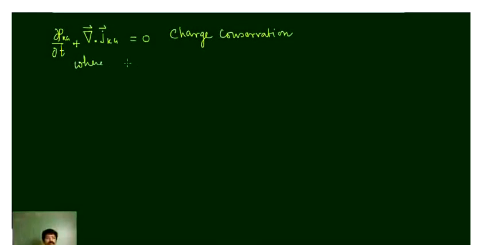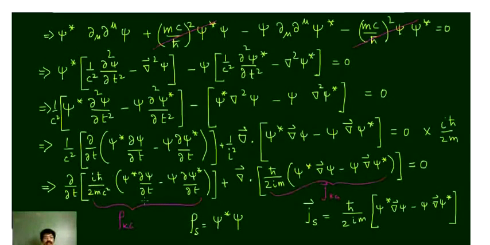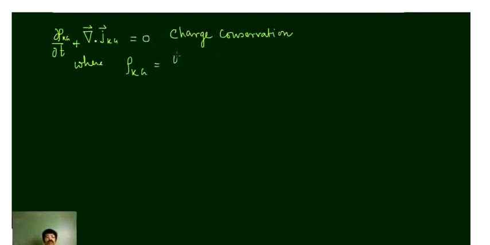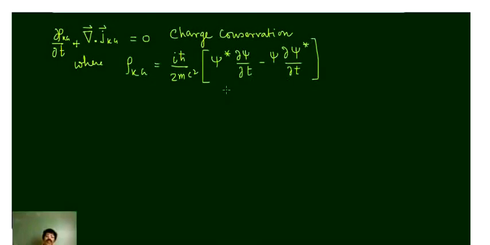Where rho Klein Gordon is equal to i h cut by twice m c square, psi star del psi del t minus psi del psi star del t. Psi is definitely a function of time. Now this is not equal to rho Schrodinger's, which is psi star psi.